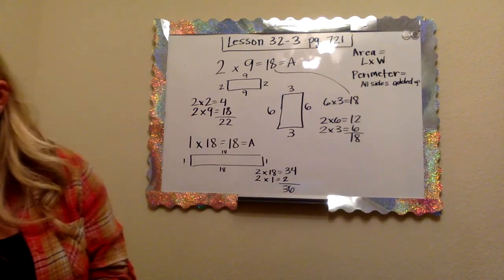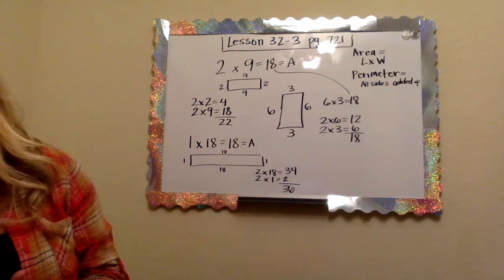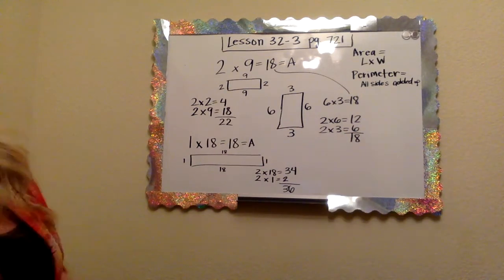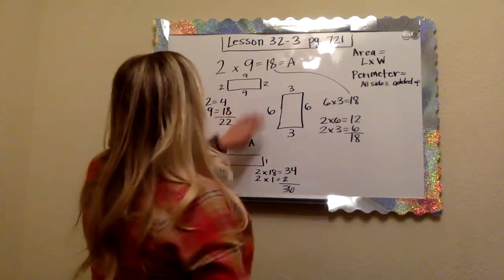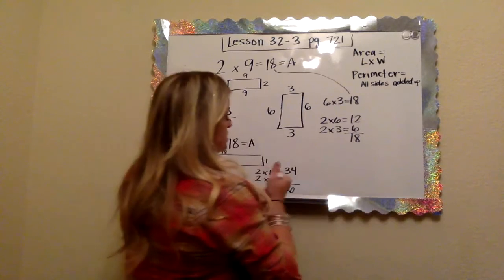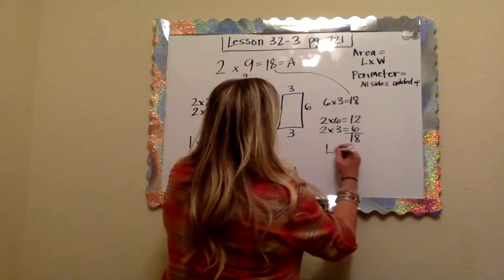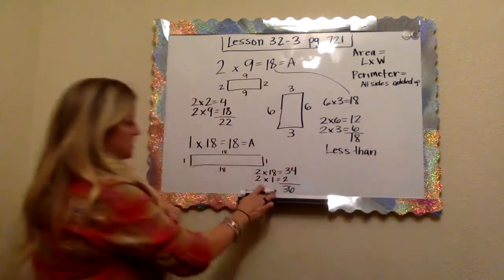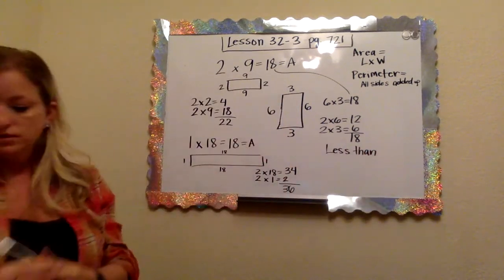Number 6 says, look at the rectangle you drew for problem number 5. Is its perimeter the same as, greater than, or less than the perimeter of the original rectangle? So the perimeter of the original one was 22. My second one was 18. So I would write less than. The perimeter was less than. However, this one was greater than by a lot.